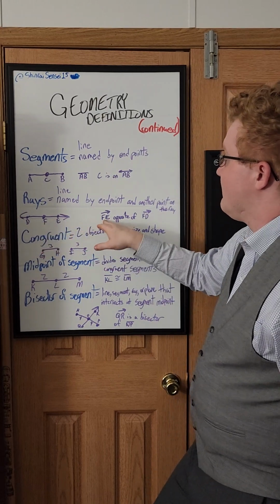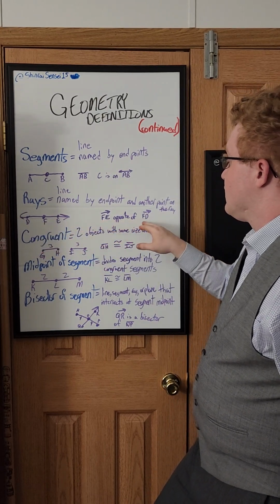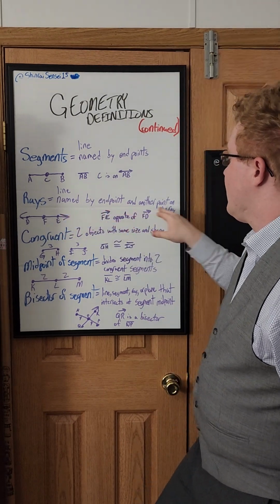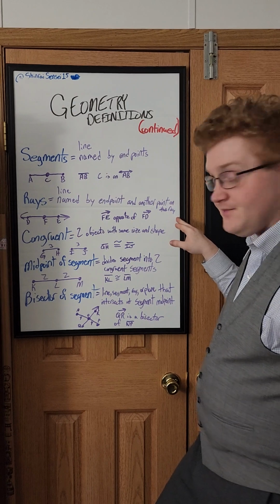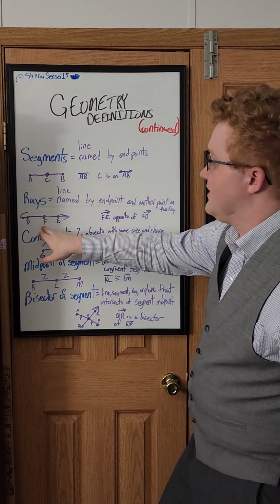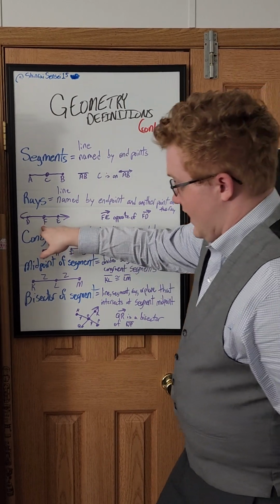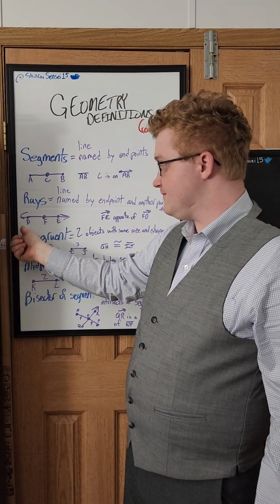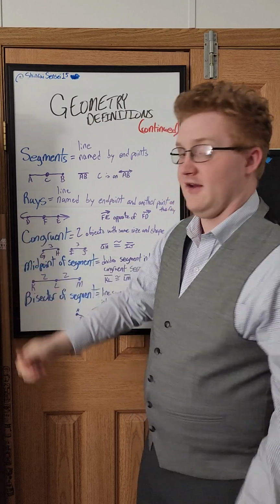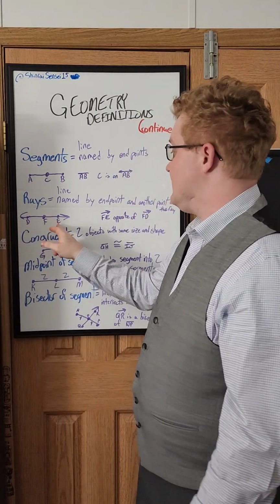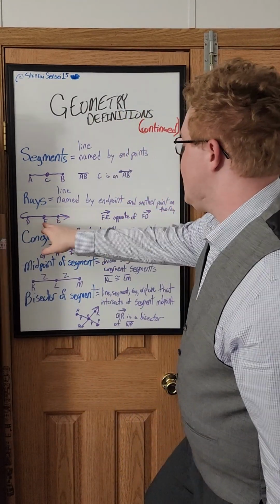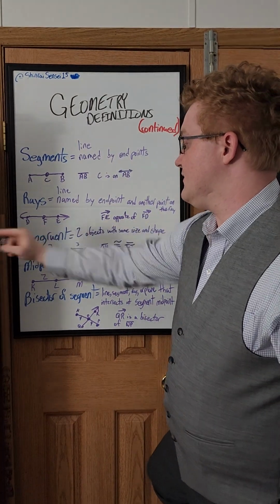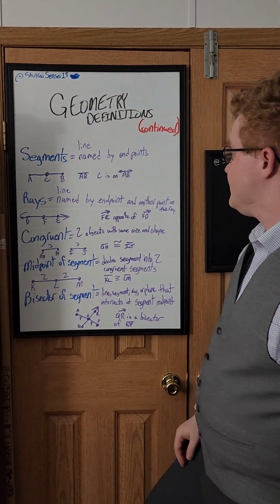And so ray FE is the opposite of ray FD. And it's named by an endpoint and another point on the ray, right? So the endpoint here would be F, and the other point going in this direction is D, and the other point going in this direction is E, right? So ray FE is opposite of ray FD, right?